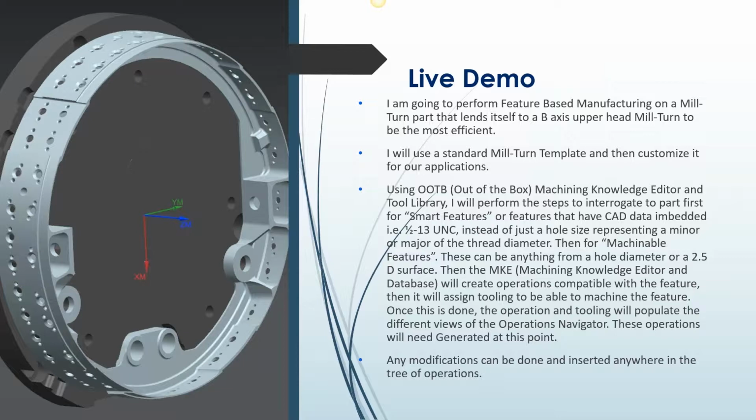I'll use a standard mill-turn template out of NX, and then we're going to customize it for our applications. We're not going to customize the template. We're going to customize the operations and the tooling to our needs. We're going to use the out-of-the-box machining knowledge editor.